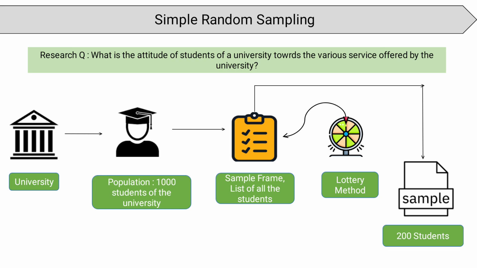So for that, these two requirements are there. First one is the list of the population, every individual's name or roll number, for example, should be there. And you use lottery method, or you can generate random numbers, so that you can select the sample from the sample frame. So this is all about simple random sampling.